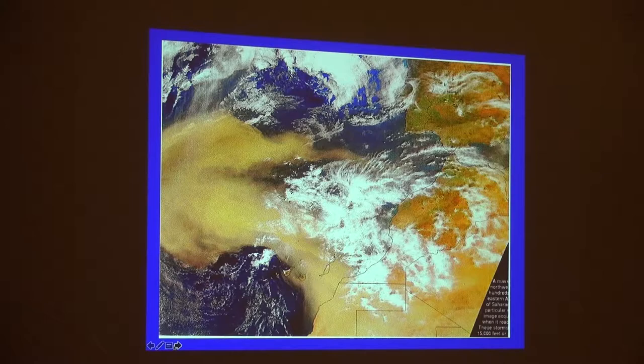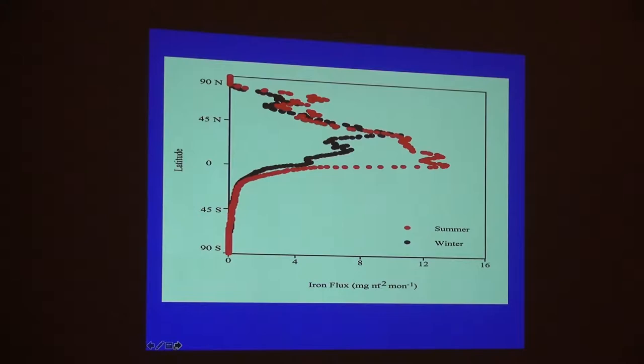Now, Yuan Gao, who's at Rutgers in Newark, noted that the distribution of continents is asymmetrical, obviously. So there's much more iron in the northern hemisphere than there is in the southern hemisphere. The fluxes of iron are much higher in the northern hemisphere than they are in the southern hemisphere.